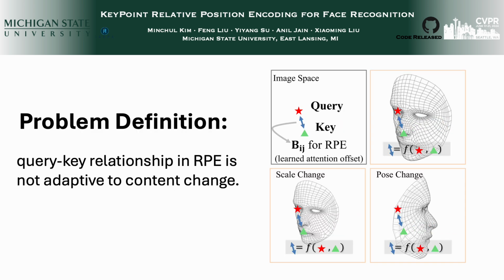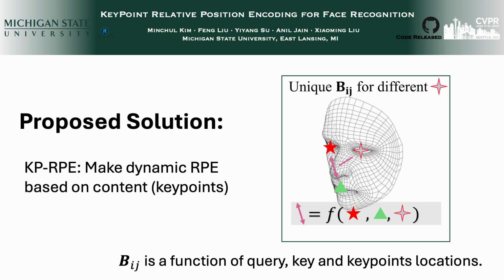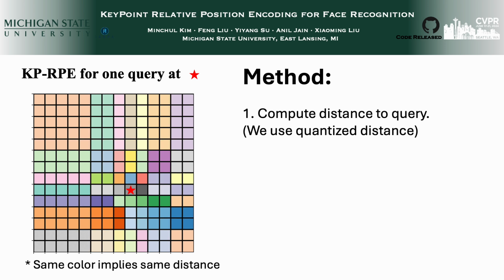Therefore, in this work, we address the static nature of RPE and propose a dynamic RPE that is both efficient and content adaptive. The high-level overview of our proposed solution is to compute additional keypoint information from an image and incorporate it when computing the RPE. This illustration shows that a keypoint gives additional information on how to modulate the relationship between query and key. We call this KP-RPE. Specifically, for a given query, we compute the distance to all keys. This is equivalent to normal RPE.